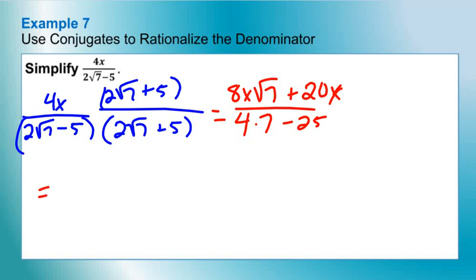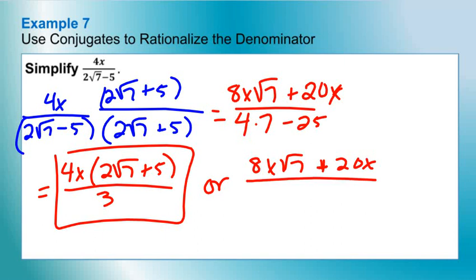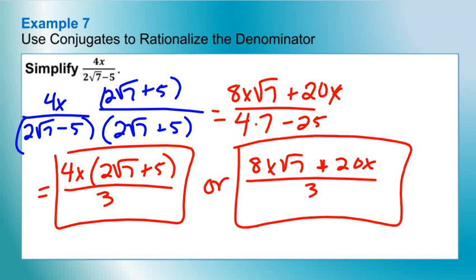Simplify this. Let's take out the 4x again. So that'll give us 2 square root of 7 plus 5 all over 28 minus 25 is 3. So my answer can be written this way as 4x times 2 square root of 7 plus 5 divided by 3, or you could distribute that and write it as 8x square root of 7 plus 20x all divided by 3. That would also be acceptable.